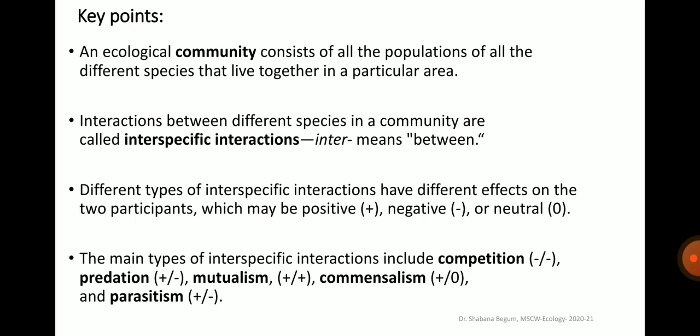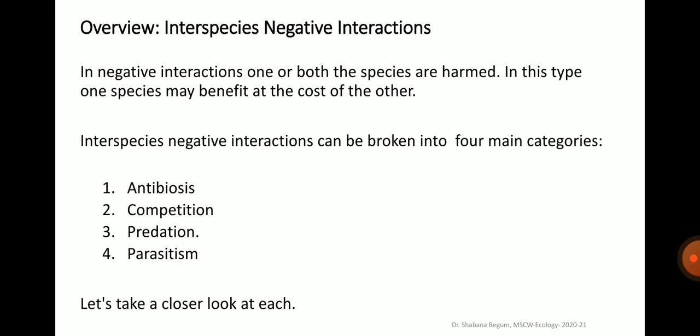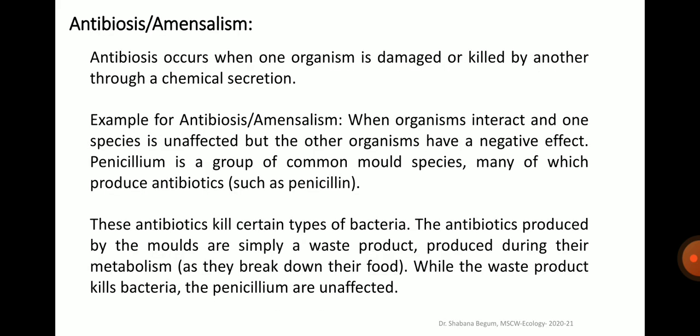Fine. So here let us talk about the negative interspecific interactions, that is antibiosis, competition, predation and parasitism. As we know, in negative interactions, one or both species are harmed. In this type, one species may benefit at the cost of the other. Now, let us take a closer look at each of these types of negative interspecific interactions. The first being antibiosis. Antibiosis occurs when one organism is damaged or killed by another through a chemical secretion.